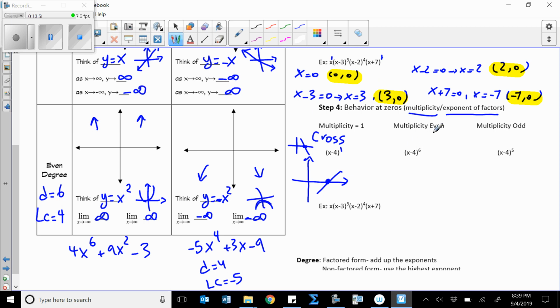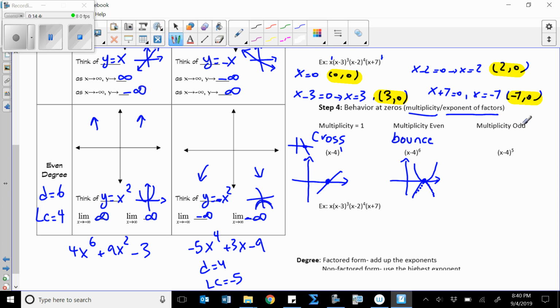If the multiplicity is an even number, that means your graph is bouncing at this point. It's gonna be something like this. Let's say my 0 is here, so it's bouncing. It means it's getting close to this point and then bounces back, going up. Or if the function is below the x-axis, it could be like this. Whatever it is, it's going to bounce and then come back.